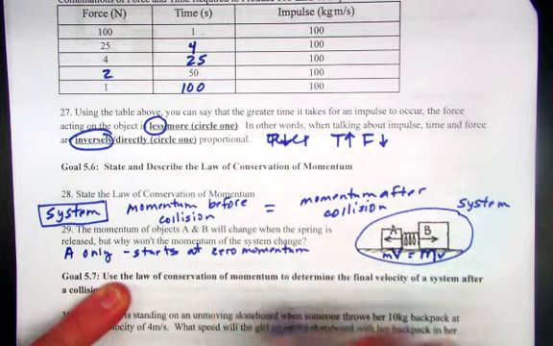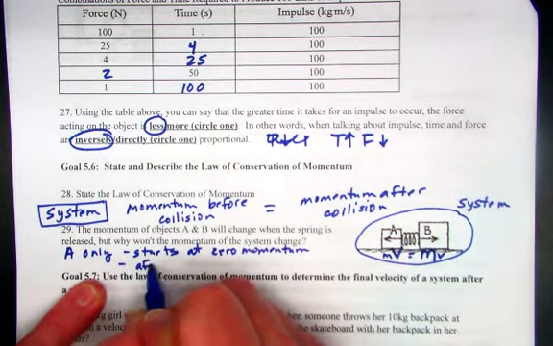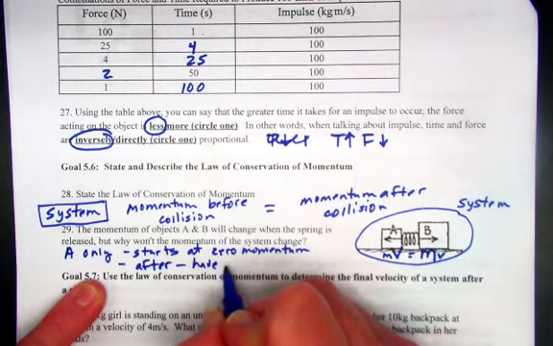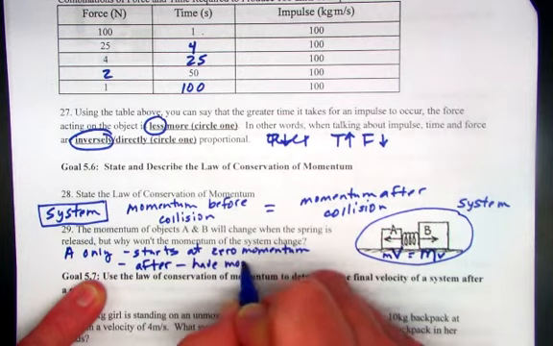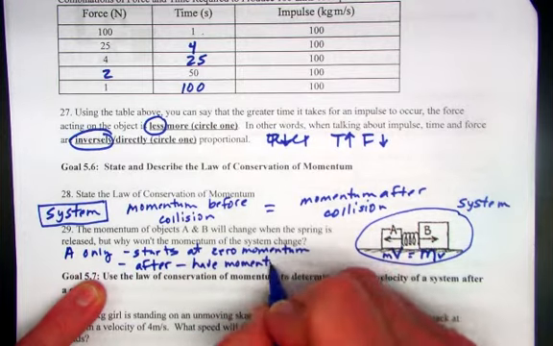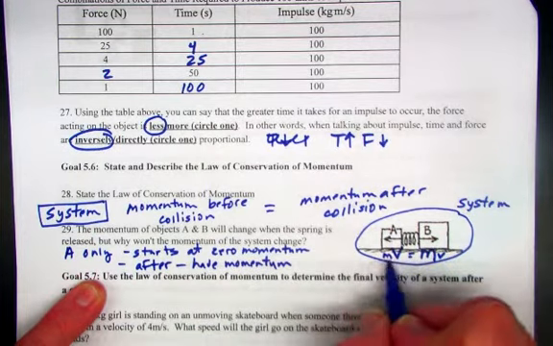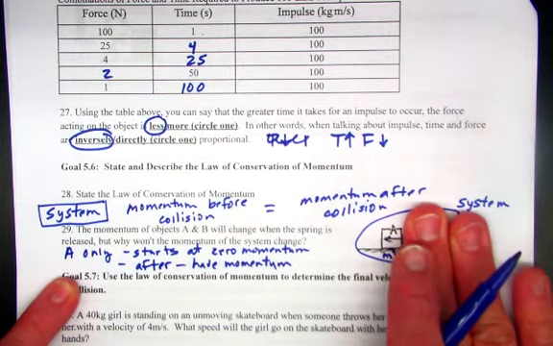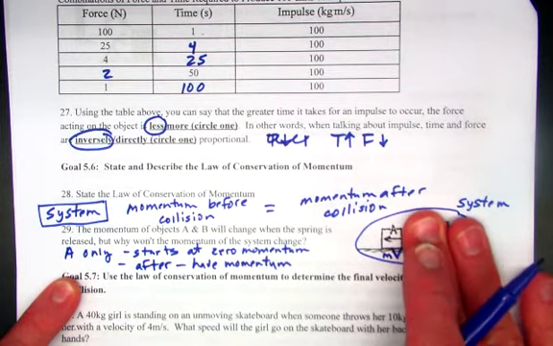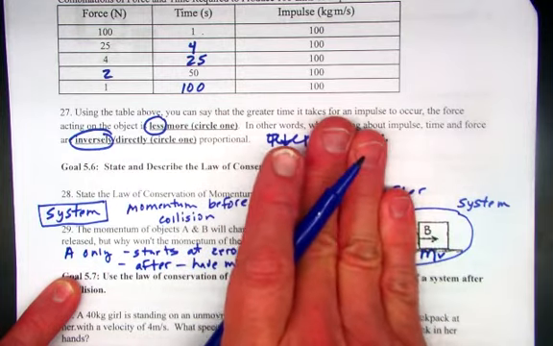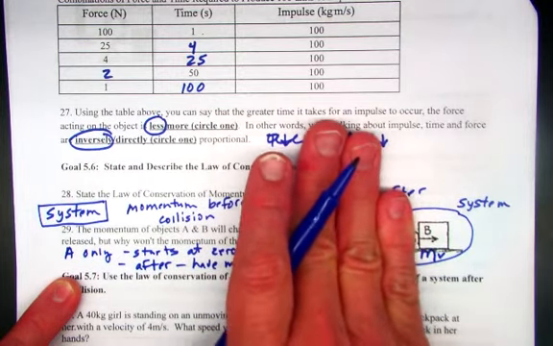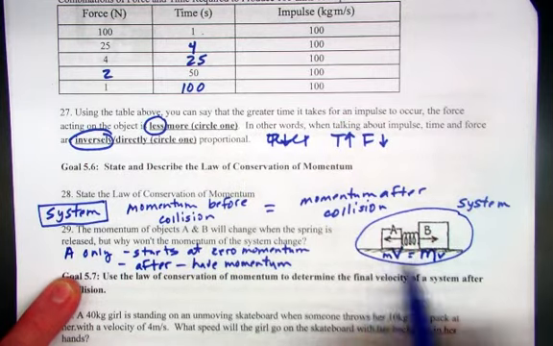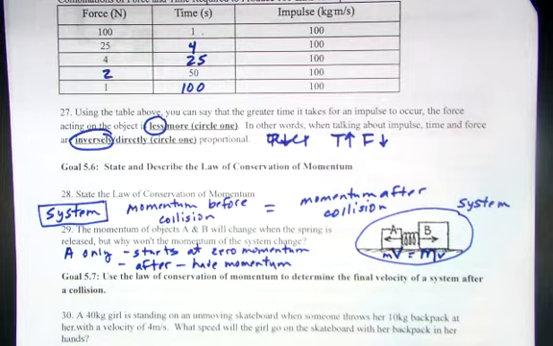But after it's released, it has momentum, because it has a mass and it's going to have a velocity. So if you considered A only, it would not be the same before and after, okay? If you considered B only, it would be different before and after, because it's 0 before, but it would have momentum after. But if you consider them both together, the momentum of the system will be 0.